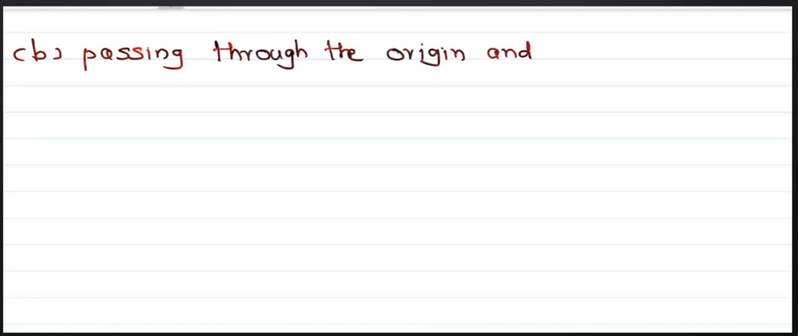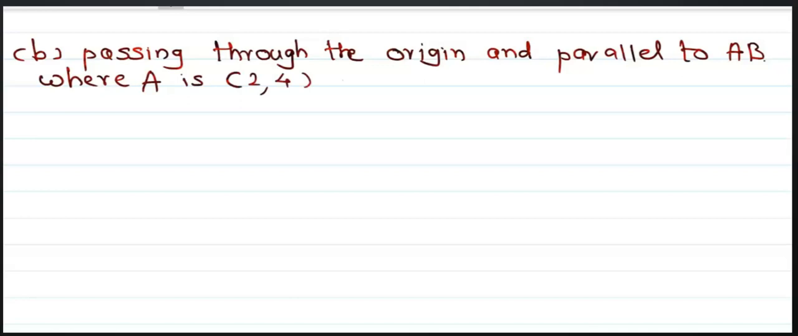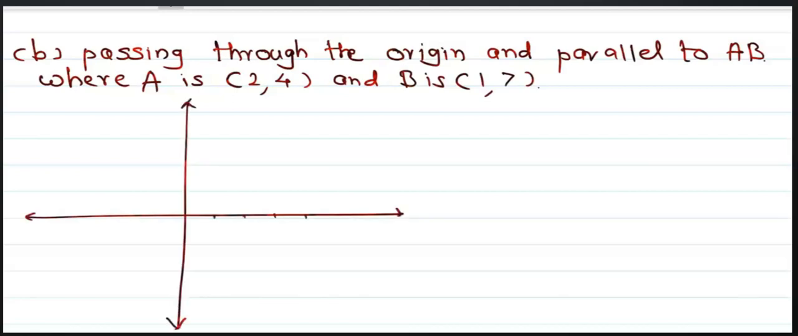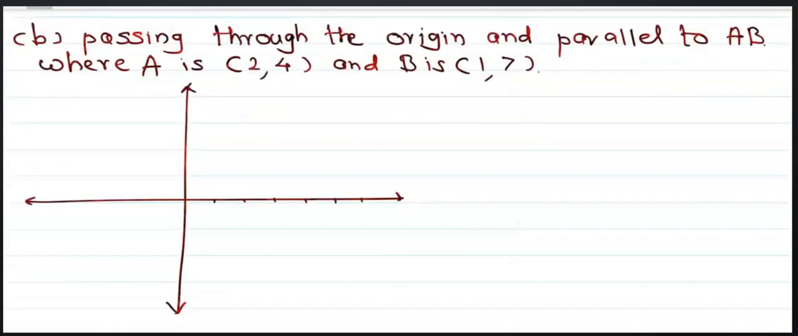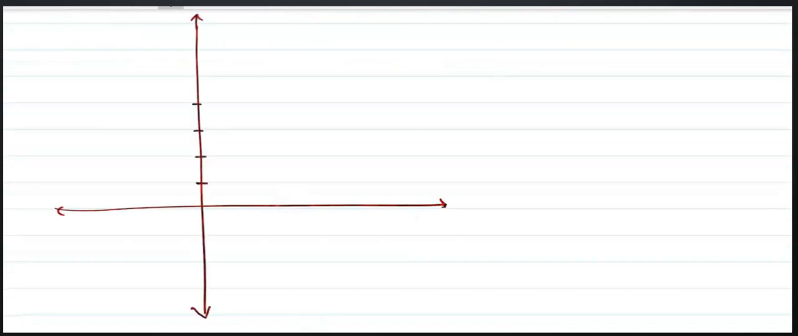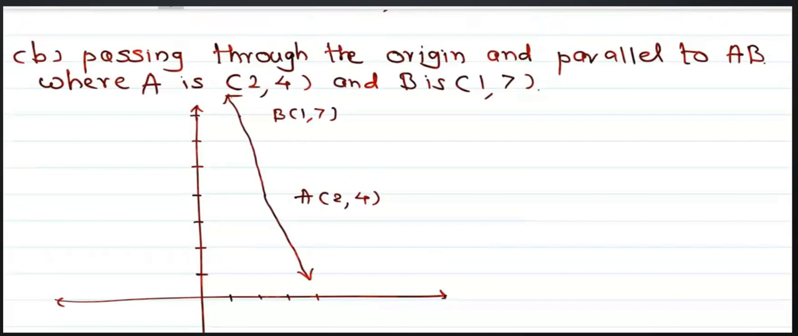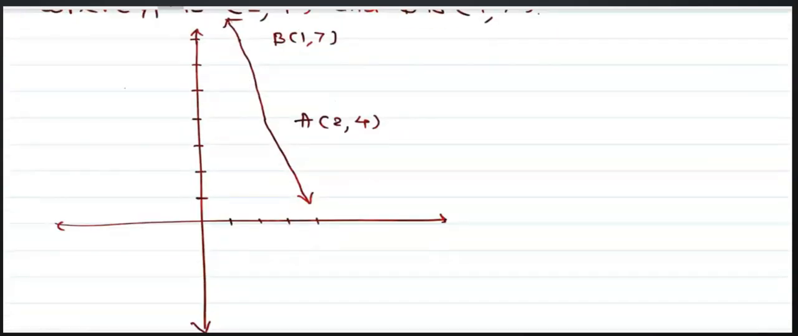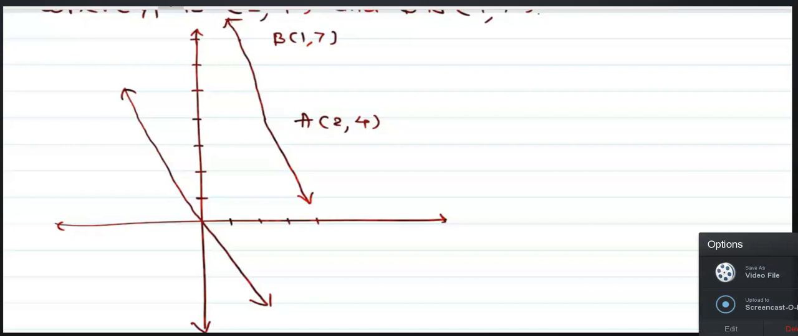Next, find the equation of a line that passes through the origin and is parallel to AB, where A is (2, 4) and B is (1, 7). It passes through the origin. Now see this again, a big figure. This is point A, point B. I have drawn a rough figure. It is not necessary to draw this figure in the examination, but I drew it to help understand.